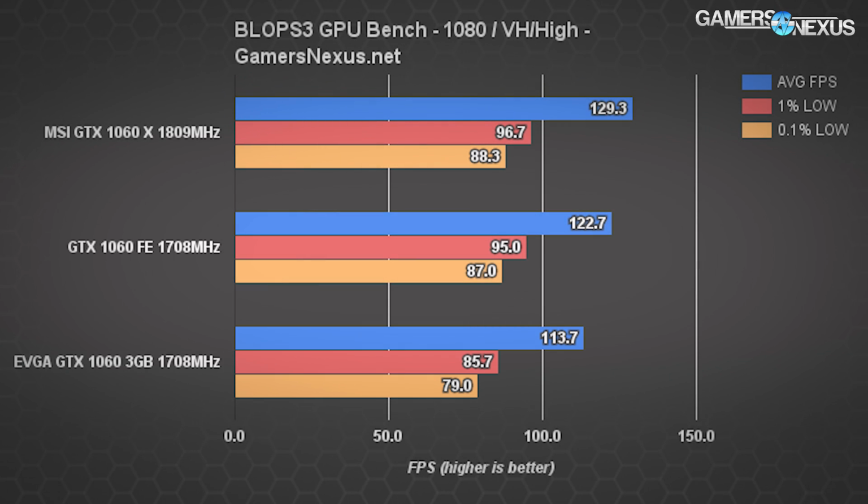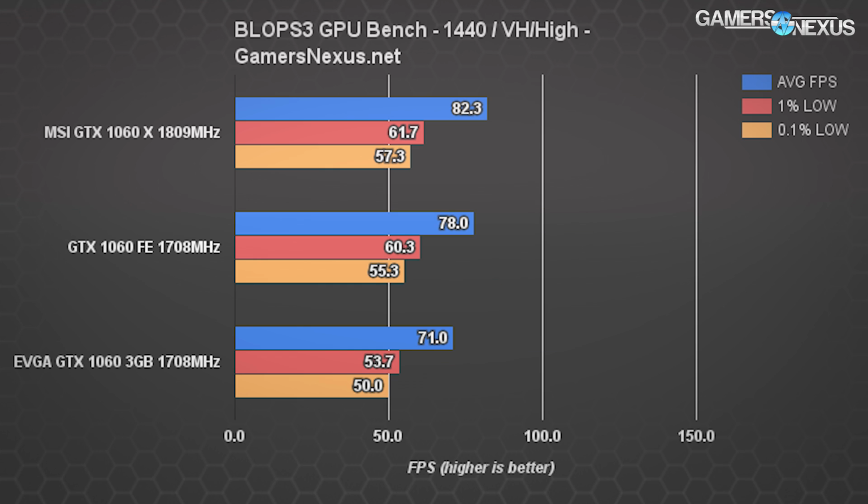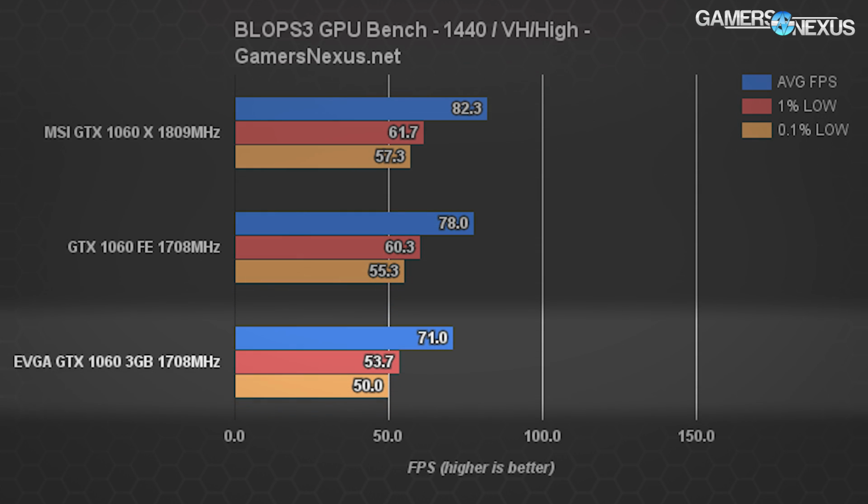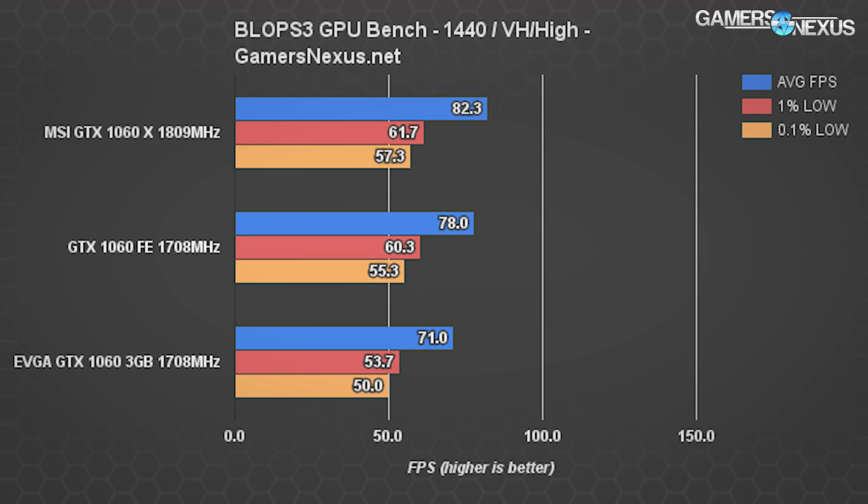The 1% low values are gapped by 10 FPS, with the 0.1% lows similarly spaced at 87 and 79 FPS. This maintains a performance difference in the low metrics of about 8 to 10%. 1440p posts slightly bigger scaling gaps, with the 6GB card at 78 FPS average and the 3GB card at 71 FPS average. That's a 10% performance difference, or twice the 5% advertised by NVIDIA. 1% lows are also fairly gapped at 60.3 and 53.7 FPS.